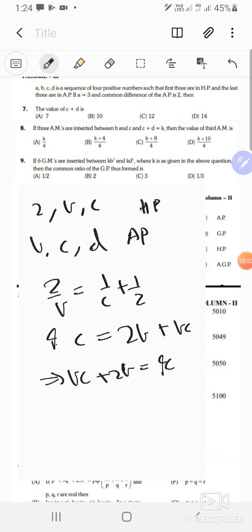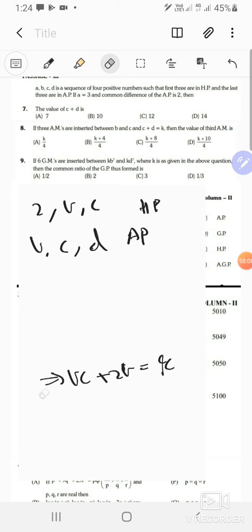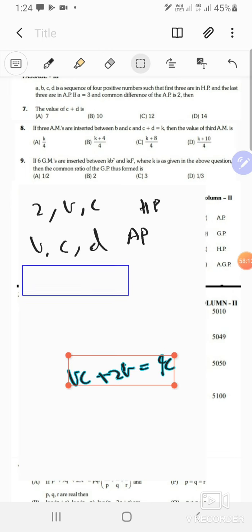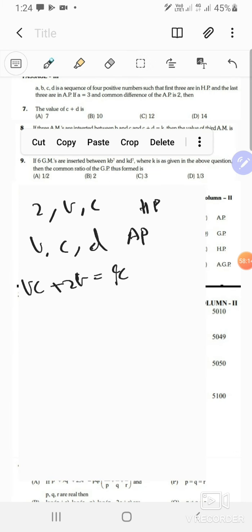I don't know what the importance of this equation is, but that's what we got, so let's just write it down. That's the first equation that we got, that bc plus 2b is equal to 4c. So what other equation can we get from that?